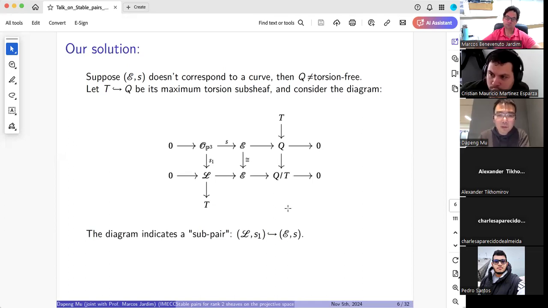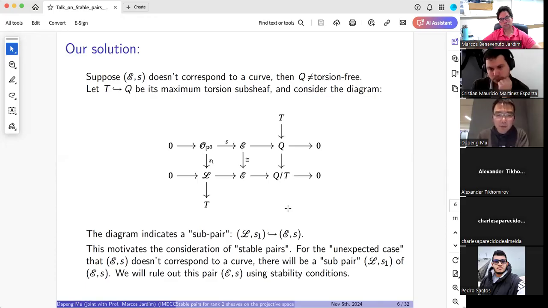So this one naturally gives a subpair. I will introduce the notation of a subpair in the next few slides. So the idea is, once we have an unsaturated pair, then we'll have a subpair. So the subpair always comes with an unsaturated pair. So this is the idea.